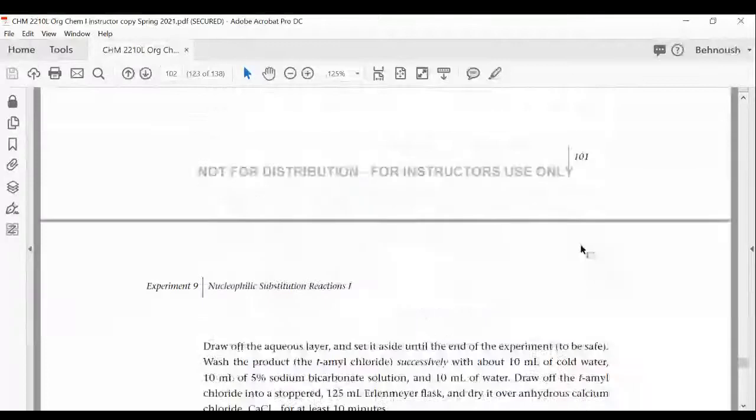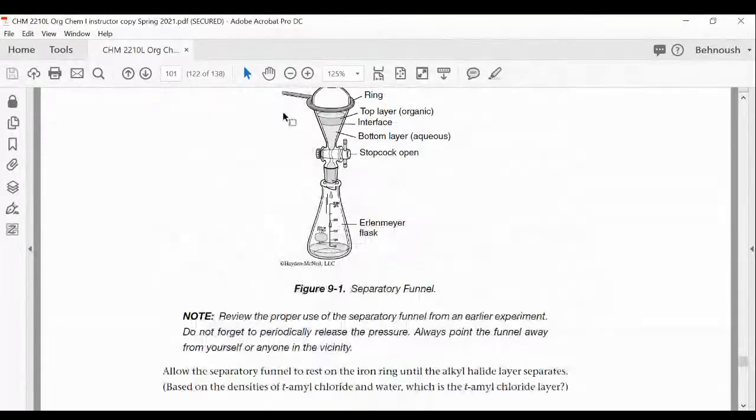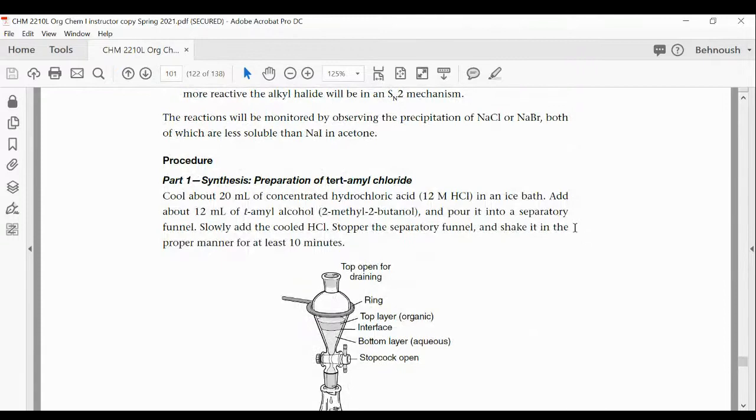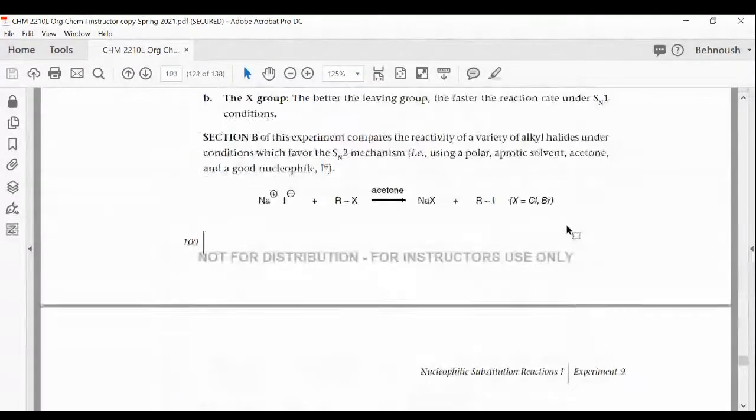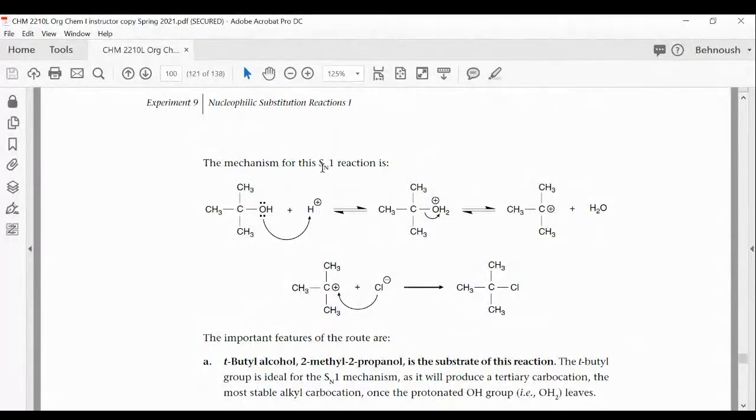Okay, so the first part of this experiment is preparation of alkyl halide from alcohol. The type of reaction, or the mechanism that is used for that, is a substitution reaction, and specifically, this is an SN1 reaction. SN1 stands for nucleophilic substitution, that's the SN, and then 1 means unimolecular.